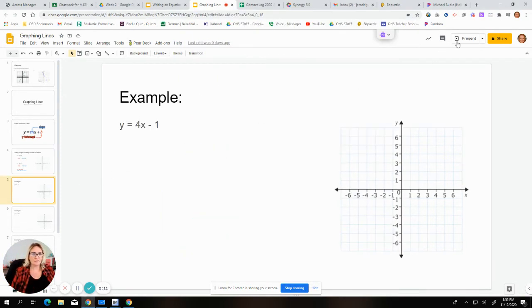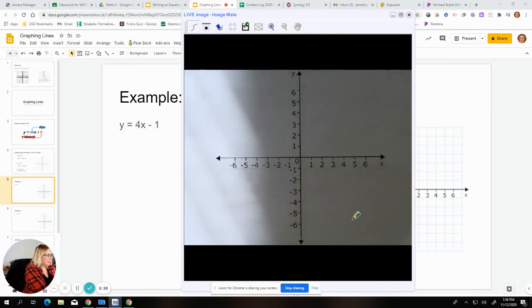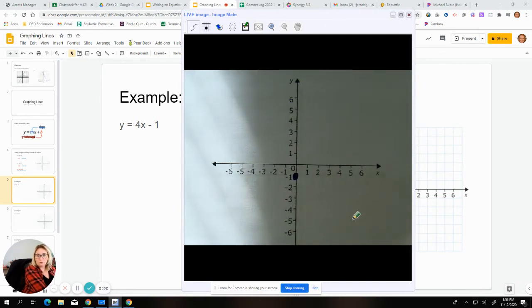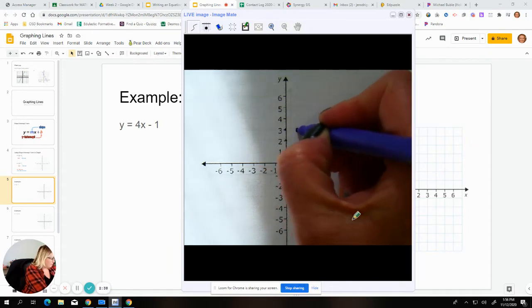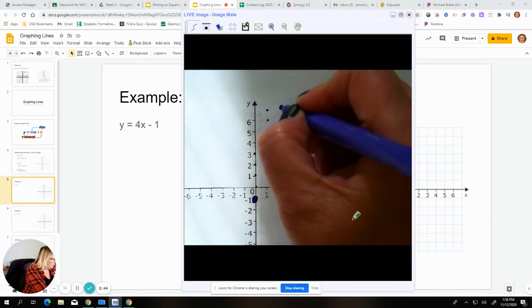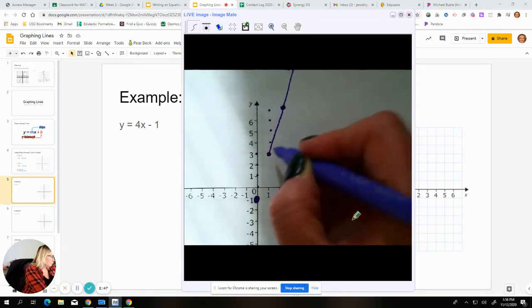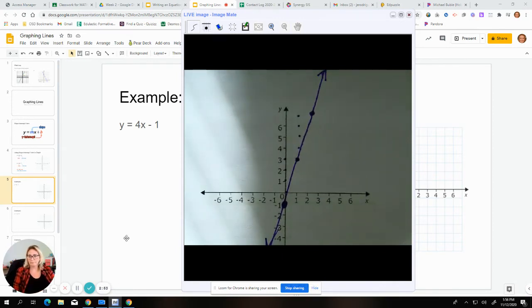Okay, so we're going to try it again for this one: y equals 4x minus 1. We're going to start again at our y-intercept, which in this case is negative 1. Our slope is 4, which is also the same as 4 over 1. So we're going to go up 4, 1, 2, 3, 4, over 1. I'm going to do it again, up 1, 2, 3, 4, over 1. And again, draw my line, and there is my graph.